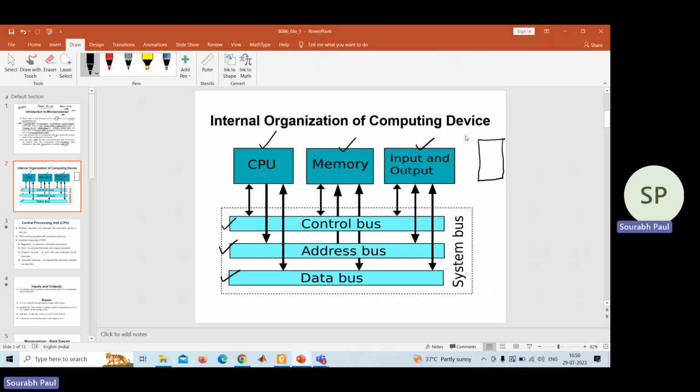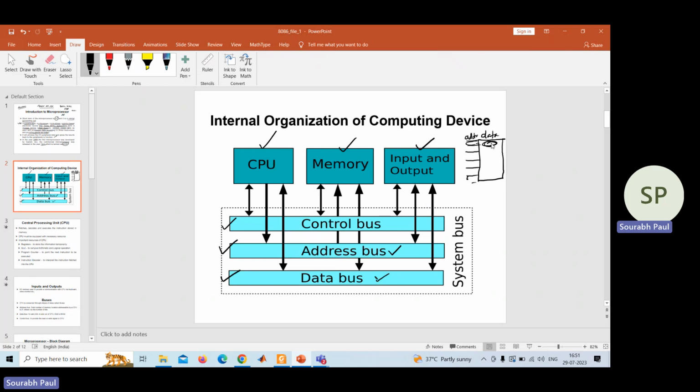It will have two things. One is whatever data is inside the memory, and how many addresses are there in that memory. So every memory unit contains two things: each of the addresses, and inside the address, what data is available. The address information will be given through the address bus, and inside that address whatever data is there, that data will be collected through the data bus, or the data will be moved through this data bus.